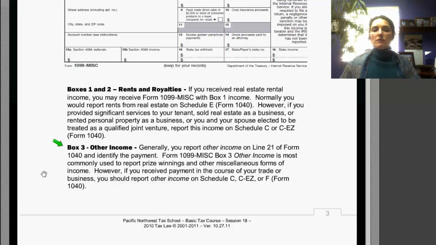Generally, you report other income on line 21 of Form 1040 and identify the payment. Form 1099 Miscellaneous Box 3, Other Income, is most commonly used to report prize winnings and other miscellaneous forms of income. However, if you received payment in the course of your trade or business, you should report other income on Schedule C, C-EZ, or F of Form 1040.